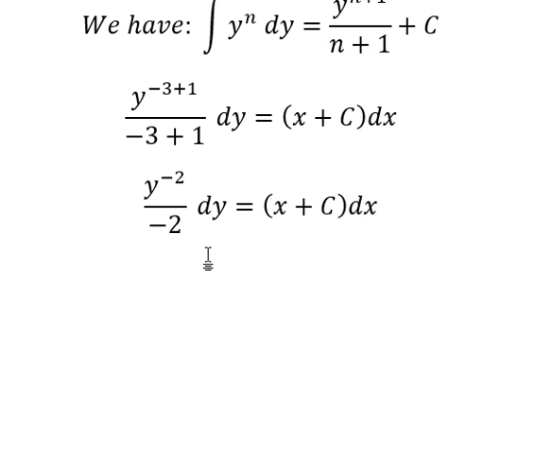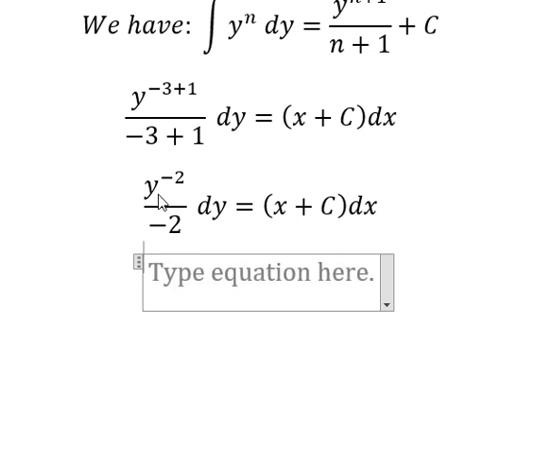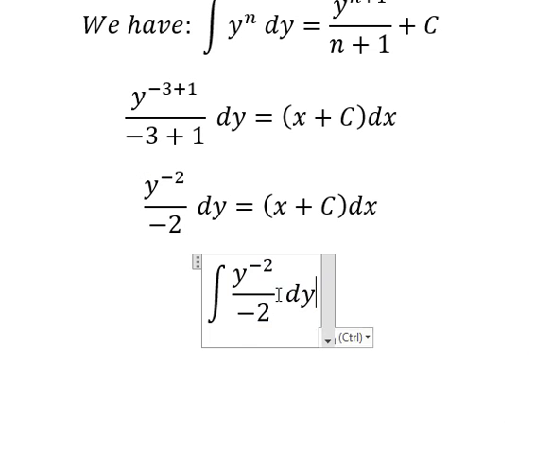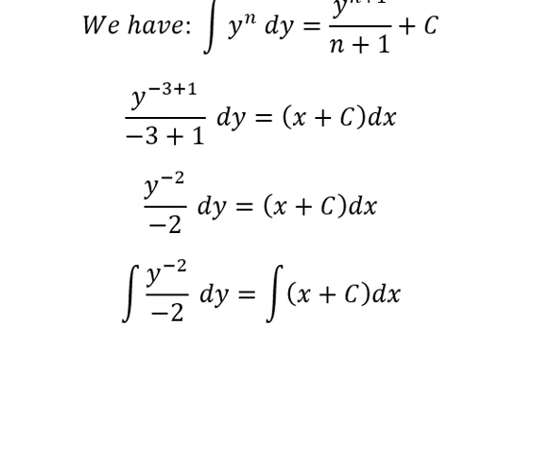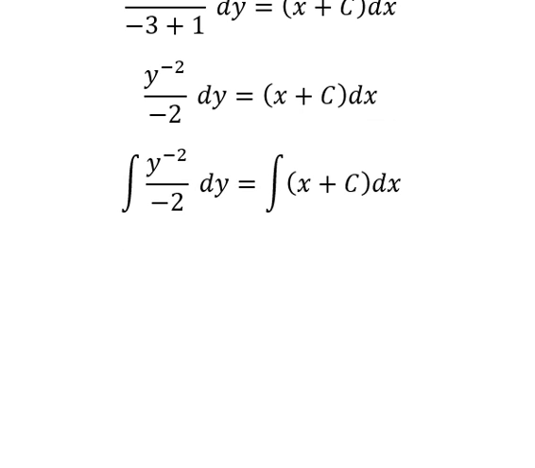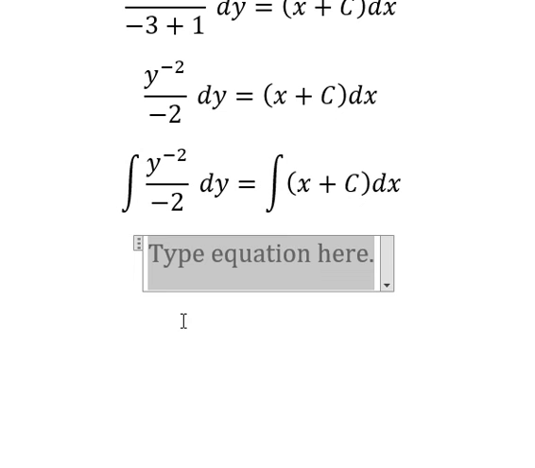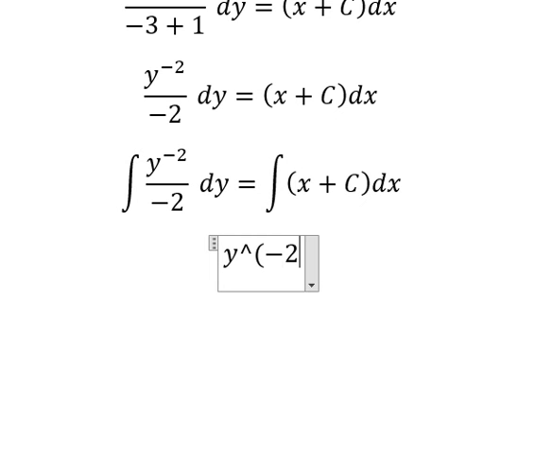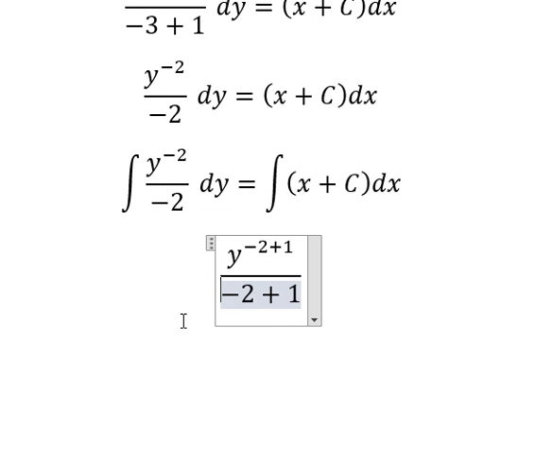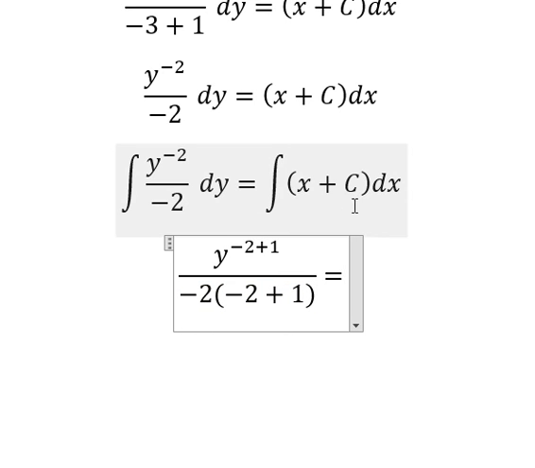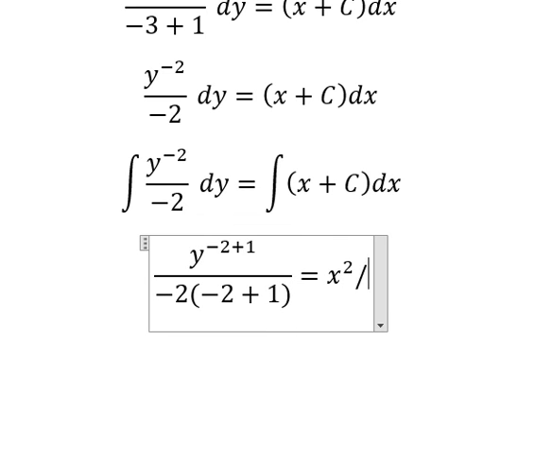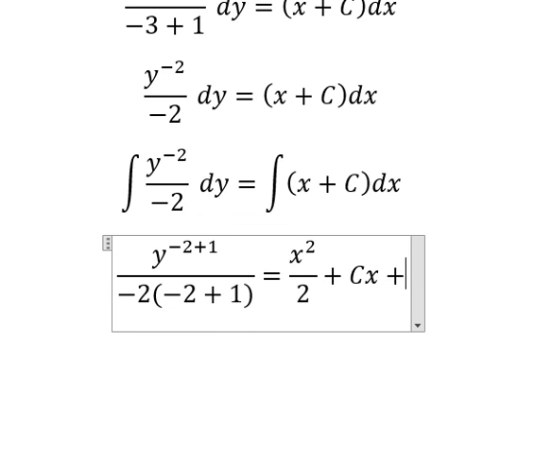Now we put the integration for both sides again. And now we have the final answer. So for this one, we have y to the power of negative 2 plus 1 over negative 2 plus 1 multiplied by negative 2. The integration of s, you get s squared over 2, and we have cs plus d.